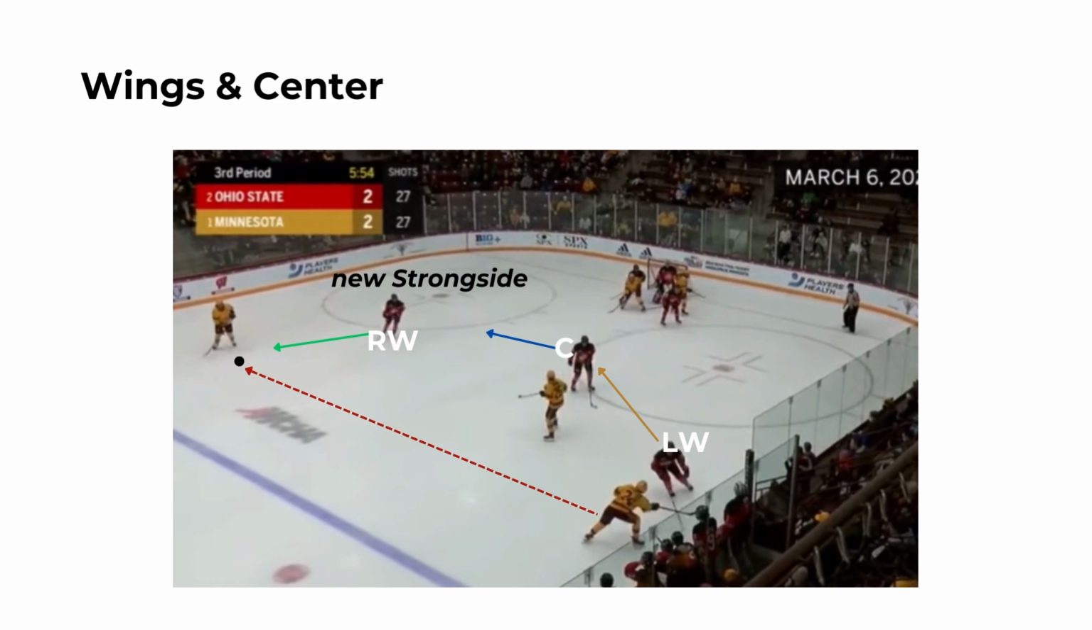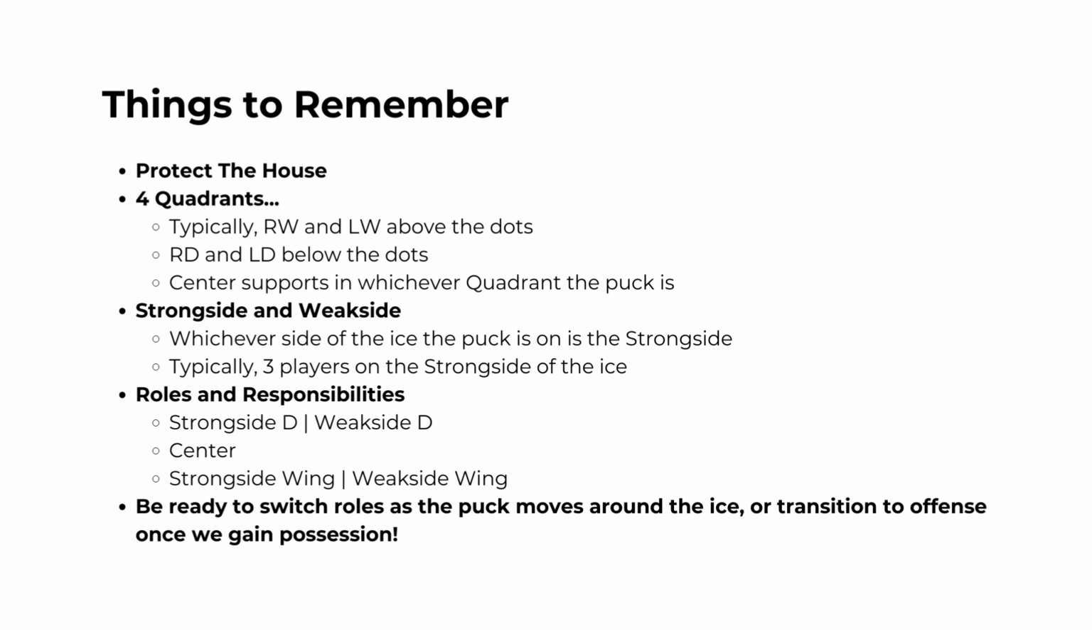Some key things to remember. First and foremost, as we stressed in part one, we want to protect the house. That is the most important area of the ice. From there, we want to understand the four quadrants and how the right wing and the left wing are staying above the dots, covering their respective quadrants, while the right defense and the left defense are below the dots, generally speaking, covering each of their quadrants. Our center will move around and support on the puck, staying between the puck and the net.